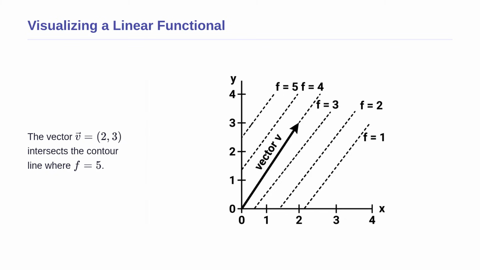Let us look at what this evaluation actually means visually. On this graph, you can see our standard two-dimensional space. The solid black arrow represents our vector v, pointing to the coordinates 2 and 3. The dashed diagonal lines represent our linear functional. Each dashed line is a contour where the functional evaluates to a specific constant number. Notice how the tip of our vector lands exactly on the dashed line labeled f equals 5. This diagram beautifully illustrates how a dual vector acts as a set of parallel measuring lines, assigning a single number to any standard vector that crosses them.